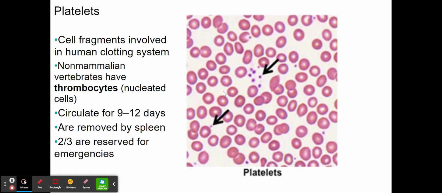This one we're going to be talking about platelets. It's rather short, so just hang with me for a minute. As always, here are our learning objectives.